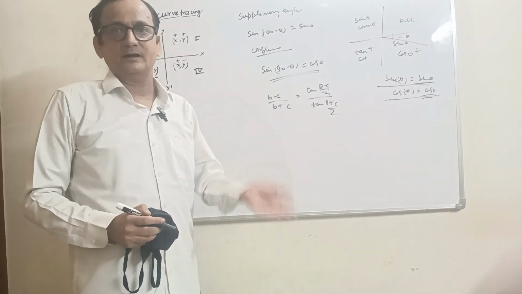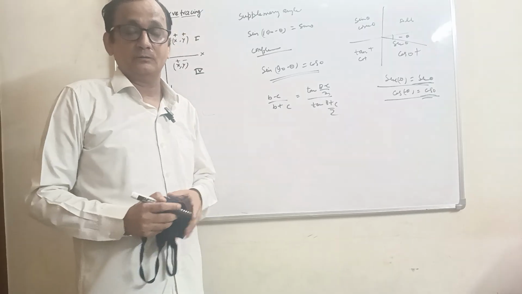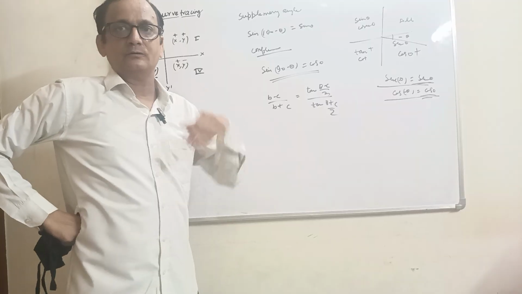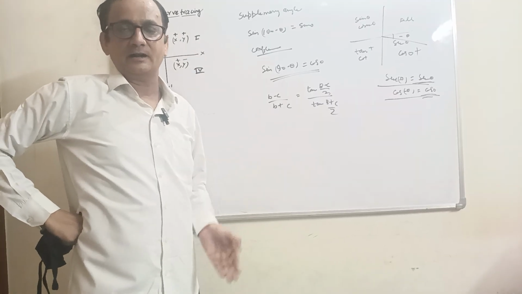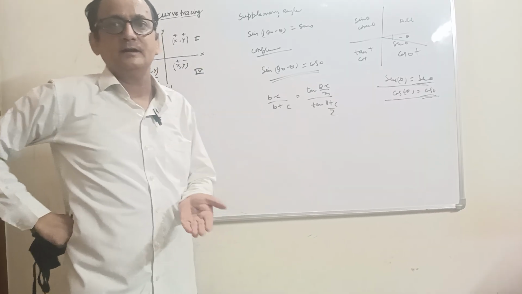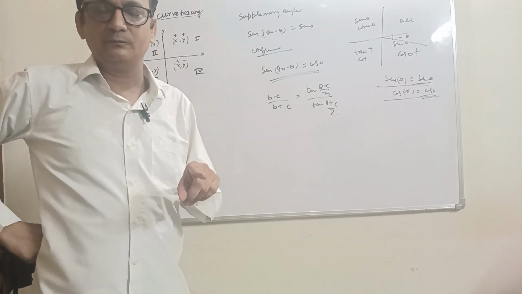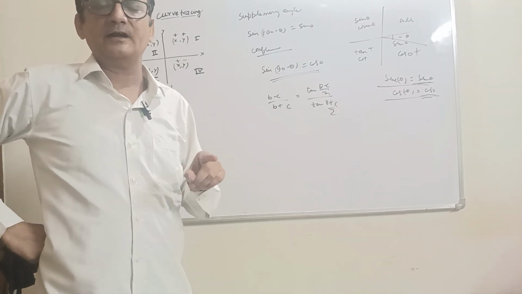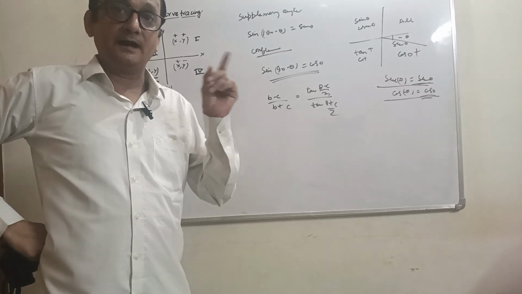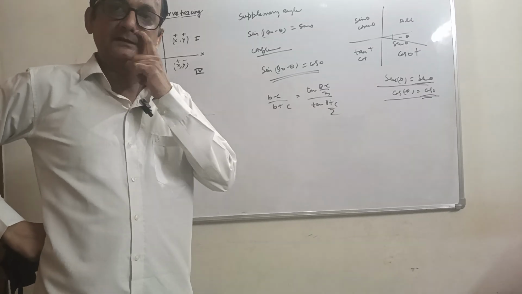sin 2a equals 2 sin a cos a. cos 2a equals 2 cos square a minus 1, or cos square a minus sin square a, or 1 minus 2 sin square a. Or we can also take it as cos 2a would be 1 minus tan square a upon 1 plus tan square a, and sin 2a would be 2 tan a upon 1 plus tan square a.